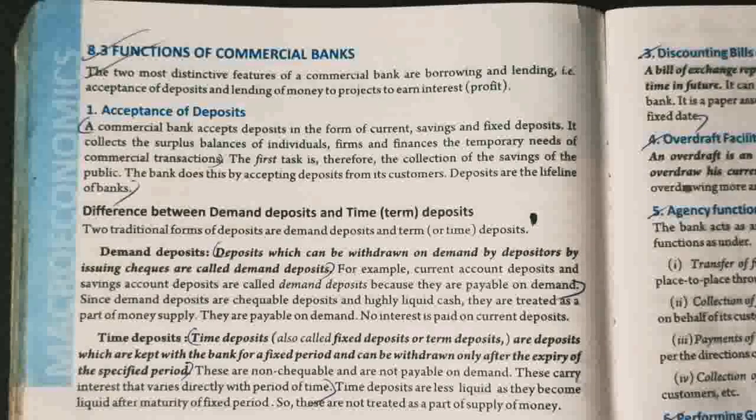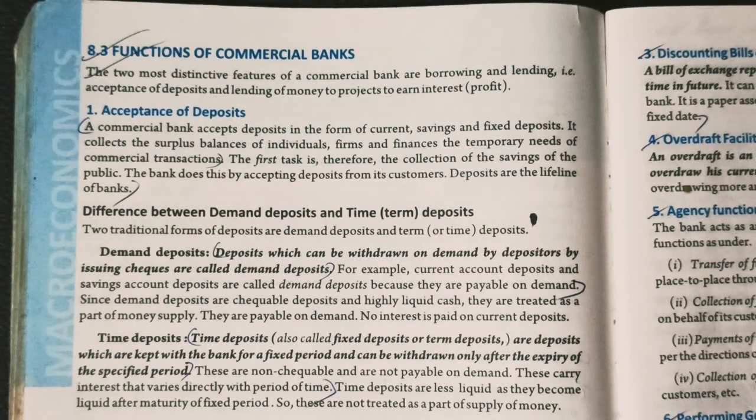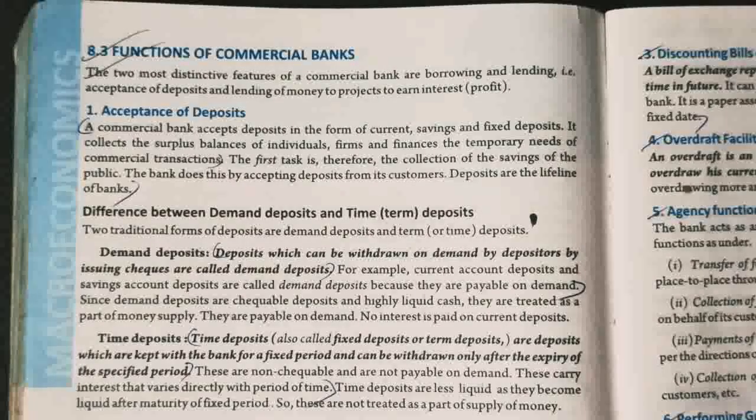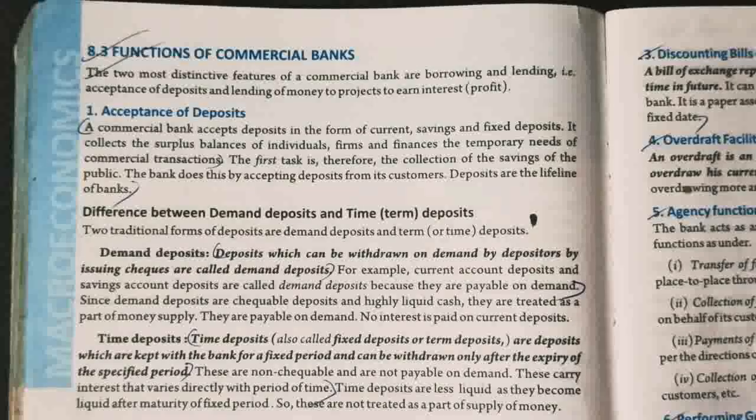Next is time deposits. Time deposits are also called fixed deposits or term deposits. Under time deposits, one can withdraw his or her money only after attaining the maturity date, that is, only after a stipulated time period. Therefore, time deposits are not a part of money supply and are less liquid. Less liquid means we cannot withdraw money anytime, isn't it? But under time deposits, we can withdraw our money after the maturity date along with the rate of interest. That is the bonus point.